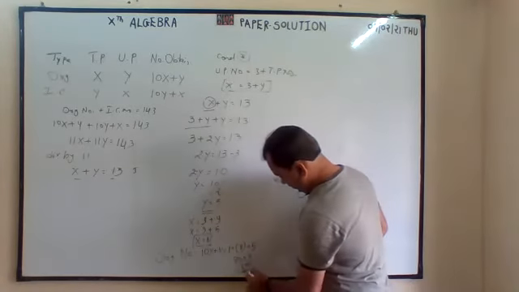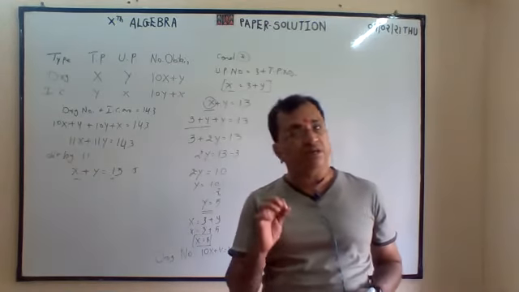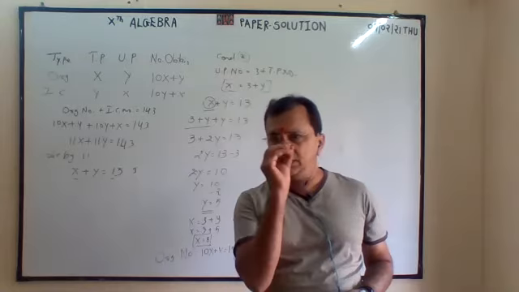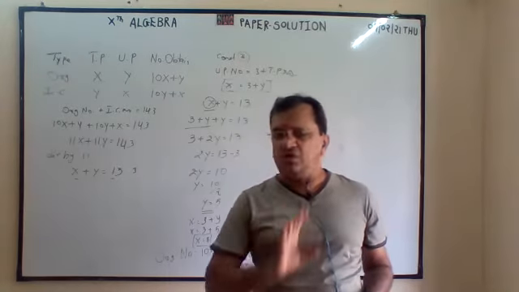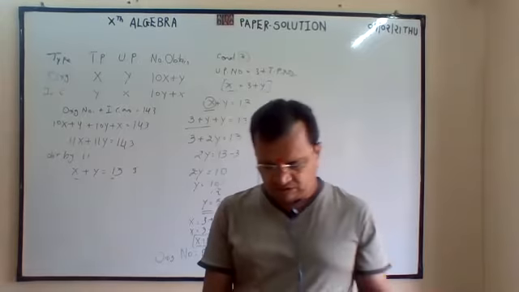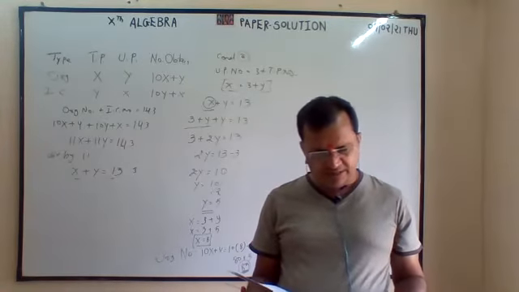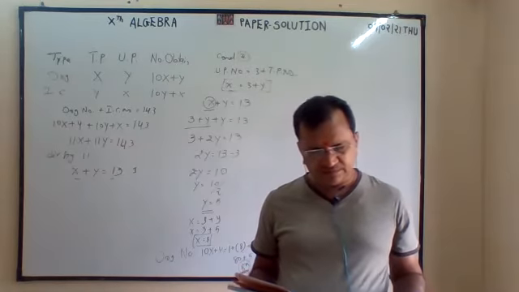So your final answer: the original 2-digit number you have to find out. Students usually make the mistake of finding just x and y, not the 2-digit number. So this is a 2-digit number type problem. So at the end you have to find this.